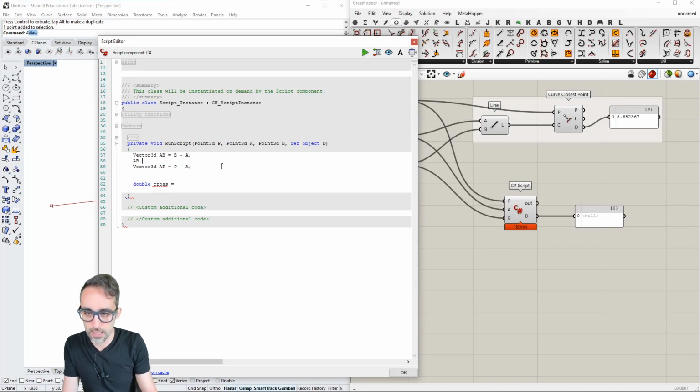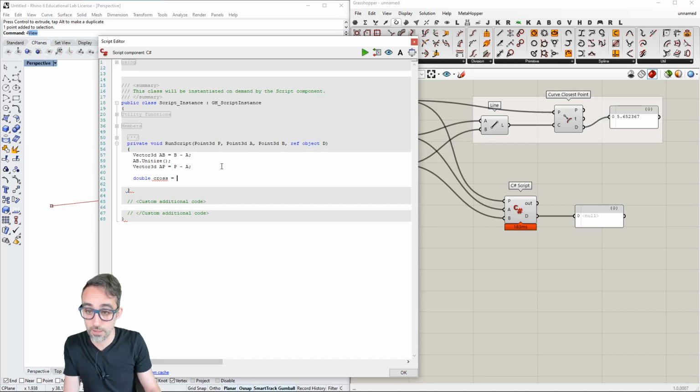I want to say AB dot unitize, or we could do this manually, but we're just going to use Rhino Commons methods for that. Unitizing a vector is just as simple as dividing that vector by the length of that vector, just so that you guys remember. Then the cross product of AP times AB, which is already unitized, is going to be the length of the projection of AP over AB.